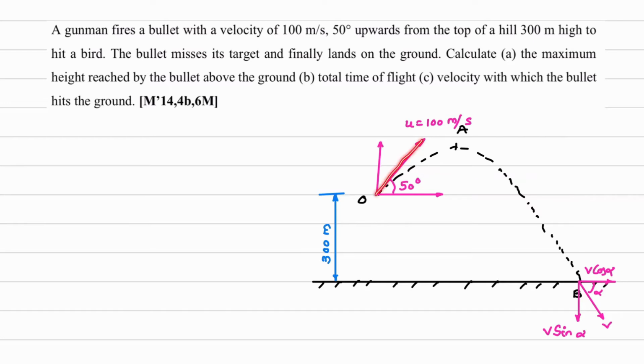Now what is the direction? It is 50 degree with respect to horizontal, in the upward direction, that the bullet is fired to hit a bird. Now suppose the bird is over here somewhere, that bullet misses its target and finally lands on the ground. What do we have to calculate? Calculate A, the maximum height reached by the bullet above the ground.